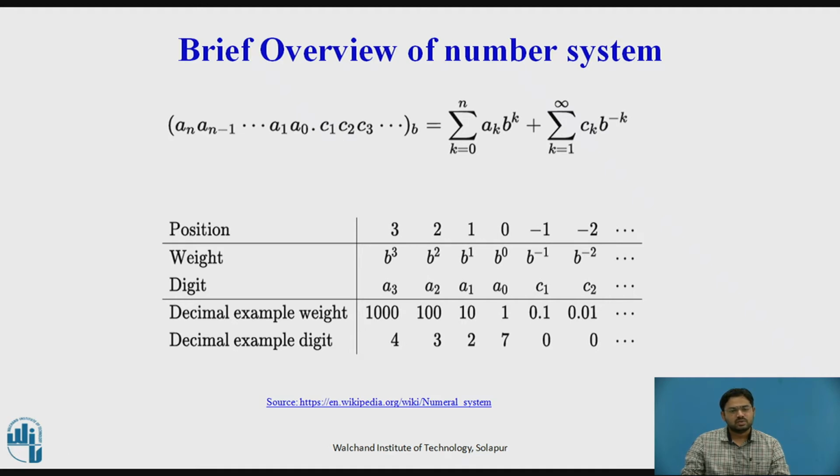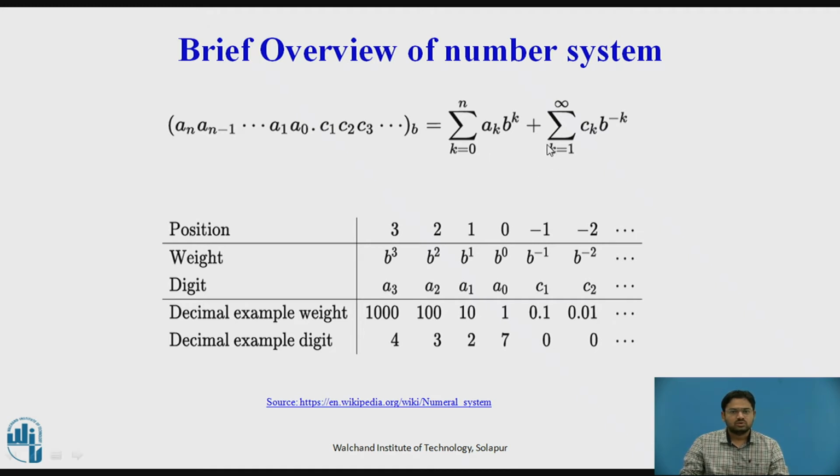If it is a decimal number system, it has 10 symbols. If it is a binary number system, it has 2 symbols. If it is octal, then it is 8 symbols. Hexadecimal has 16 symbols. Depending upon the number of symbols, the base is defined. Base is 2 for binary, base is 10 for the decimal number system, and for the hexadecimal number system, base is 16.